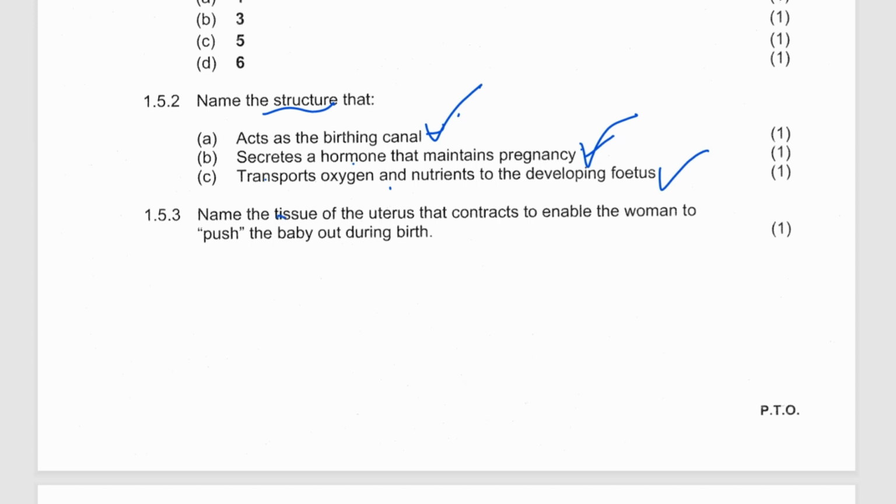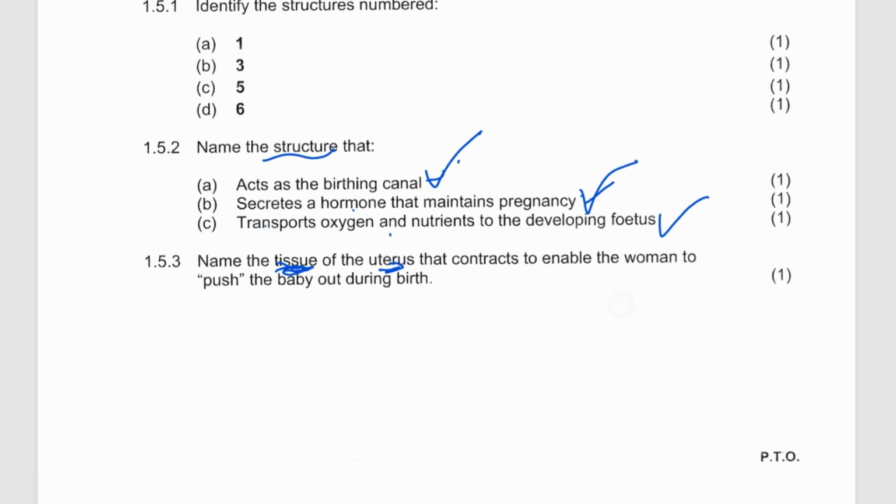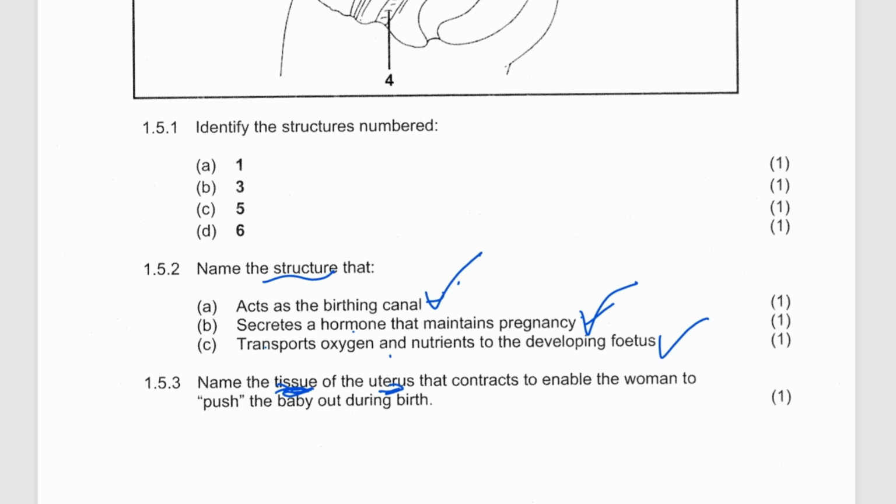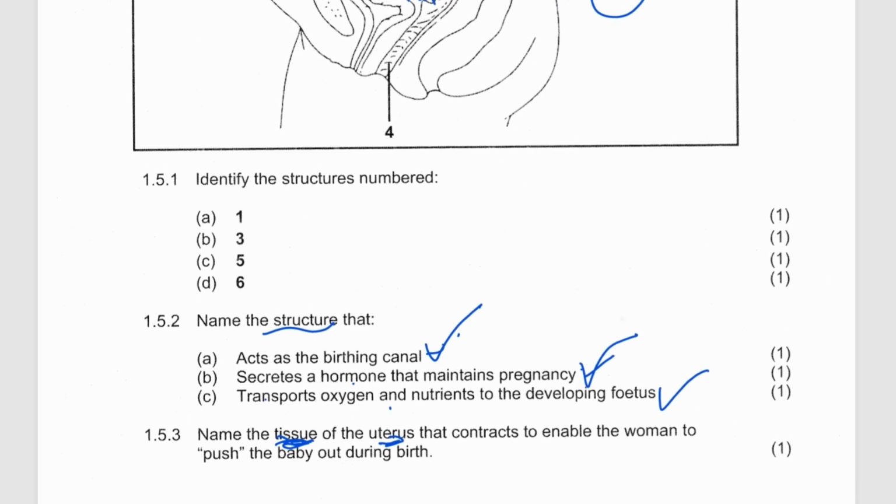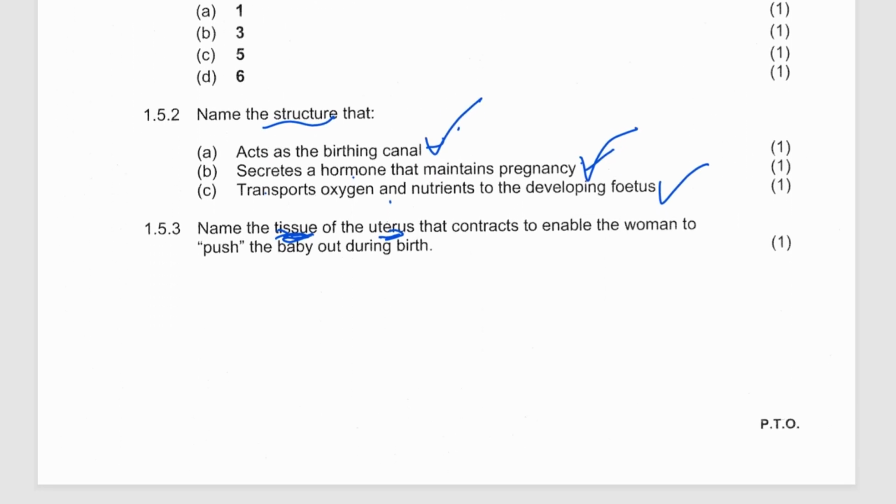They're saying the tissue of the uterus. If they did not say the uterus, then it would have been the cervix, because it is the cervix which dilates and pushes. But because they're saying uterus, then automatically it is the endometrium, because the uterus is divided into 3.